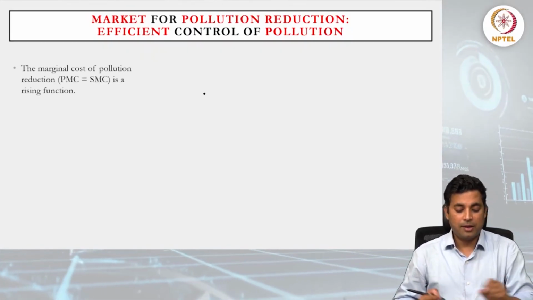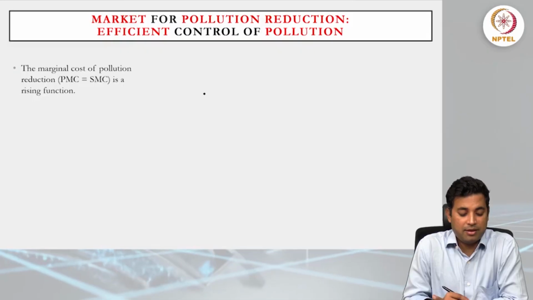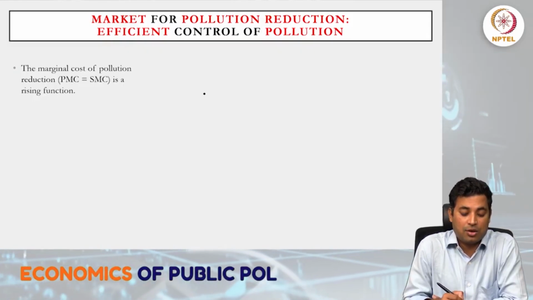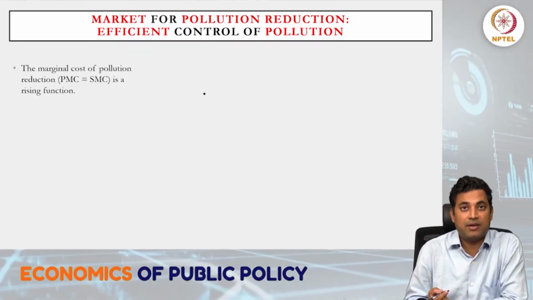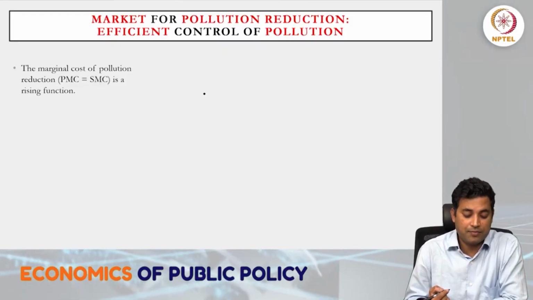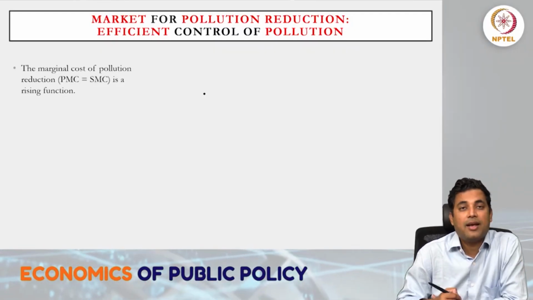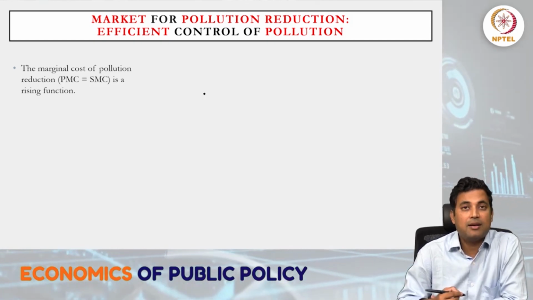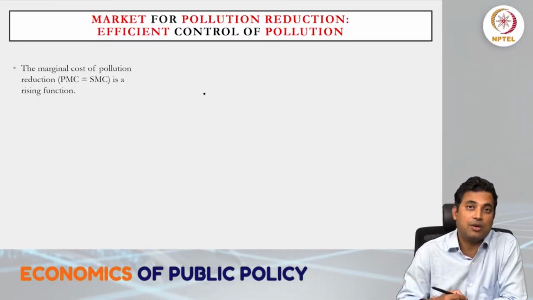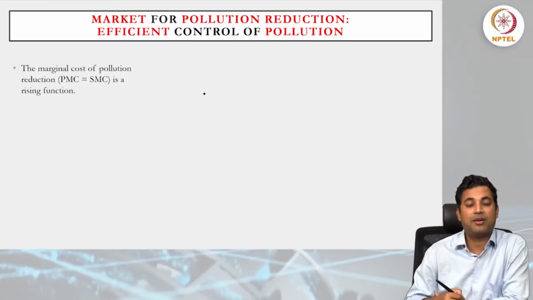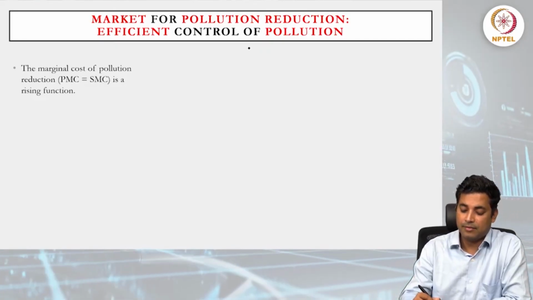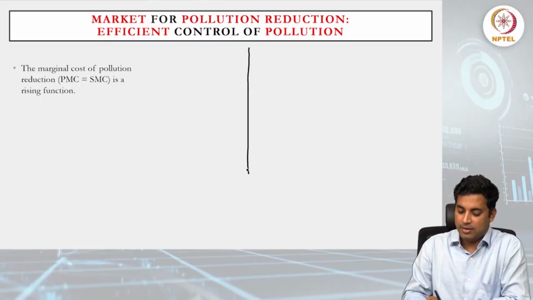Now again we will take the example where marginal cost is of course very important for pollution reductions. Here in this particular case, private marginal cost and social marginal cost are a rising function. So we can actually see this with the help of a diagram.